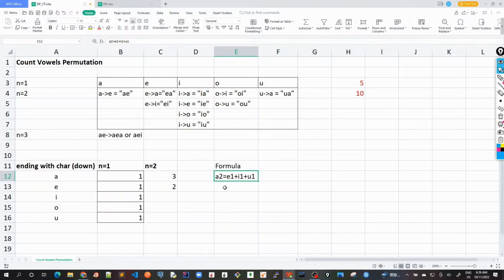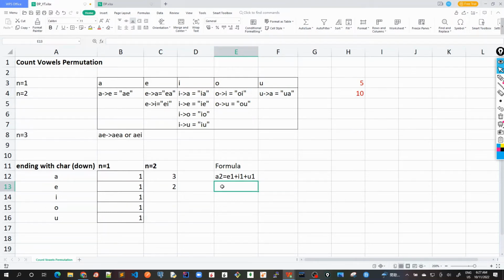Let me reiterate this formula: we are calculating the number of possible strings which end with A, but we have also seen that A can only come when it is prefixed by E, I, or U based on the rules given here. So A(n) is based on whatever is in the previous column. For n equal to 3, A3 is equal to E2 plus I2 plus U2. So the formula just keeps on shifting. This is the formula for A.